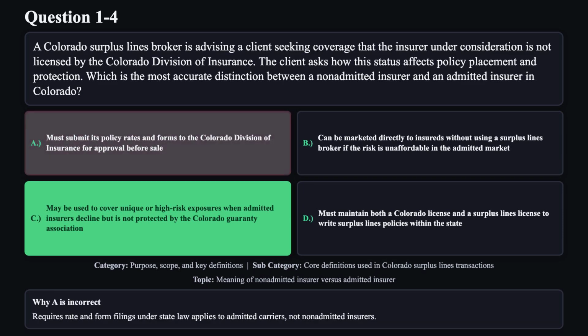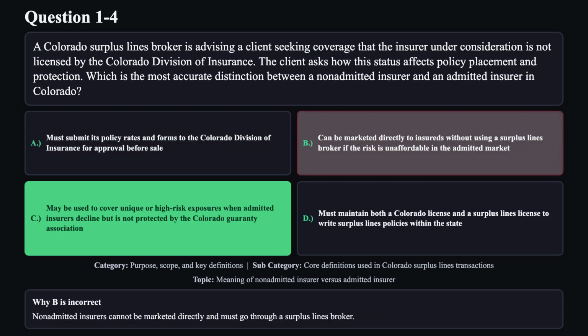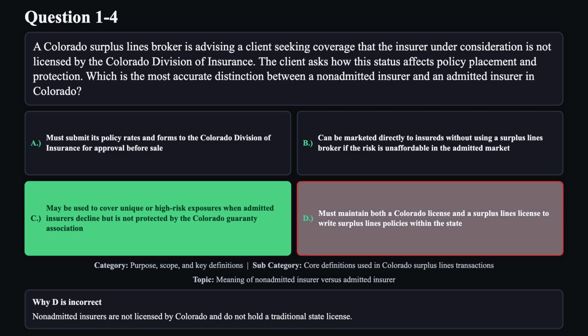Requires rate and form filings under state law applies to admitted carriers, not non-admitted insurers. Reason B is not correct. Non-admitted insurers cannot be marketed directly and must go through a surplus lines broker. Reason D is not correct. Non-admitted insurers are not licensed by Colorado and do not hold a traditional state license.